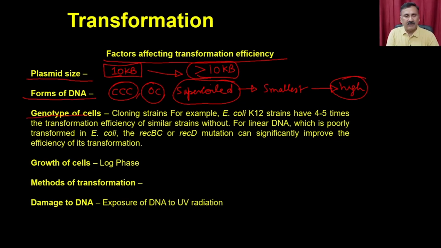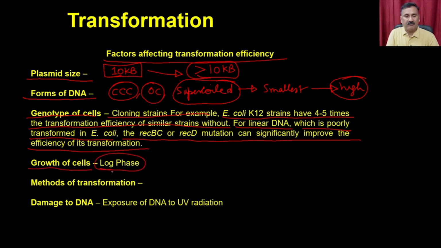Then the genotype of the cell. Cloning strains, for example the E. coli K12 strain, have 4 to 5 times the transformation efficiency of similar strains. For linear DNA, which is poorly transformed in E. coli, the RecB or RecD mutation can significantly improve the efficiency of its transformation. Then the third is growth of the cell. Log phase cells are best for preparing the competent cells.